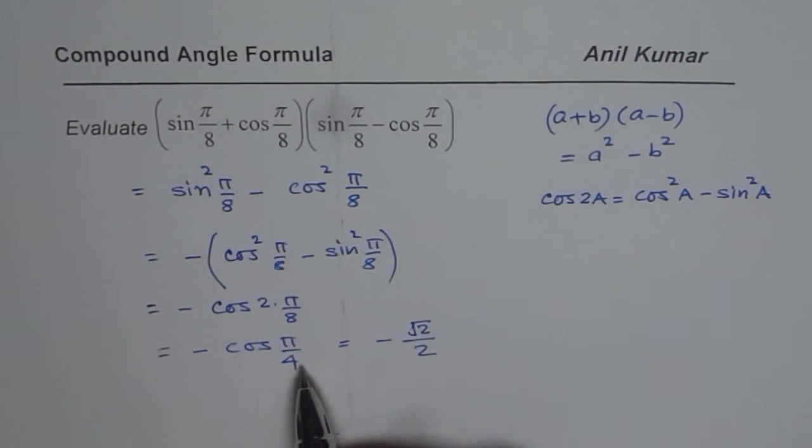My recommendation is not to write 1 over square root 2. Always rationalize, okay? No radicals in the denominator. That is kind of a rule, okay?